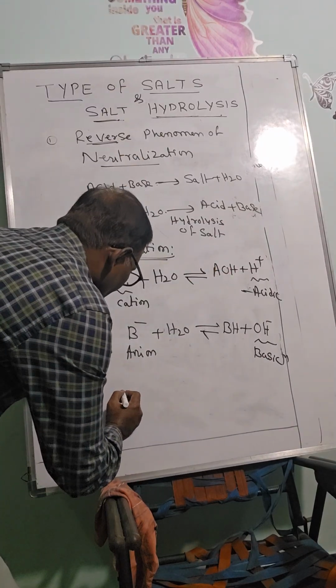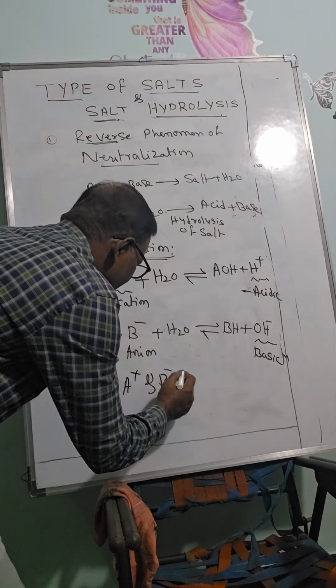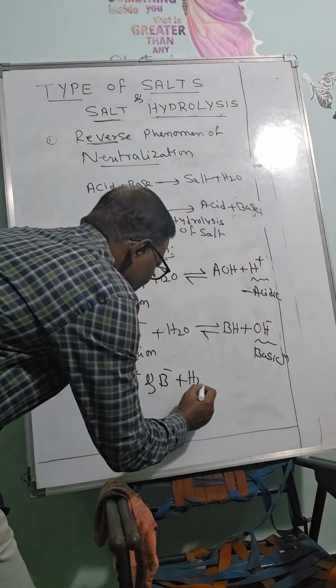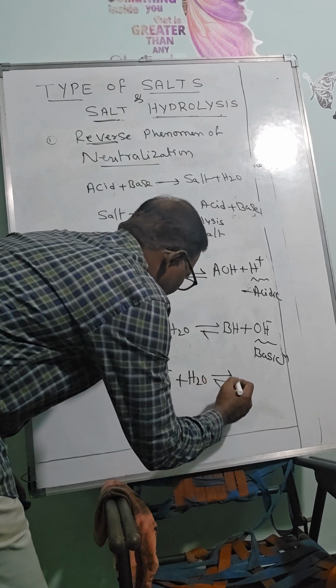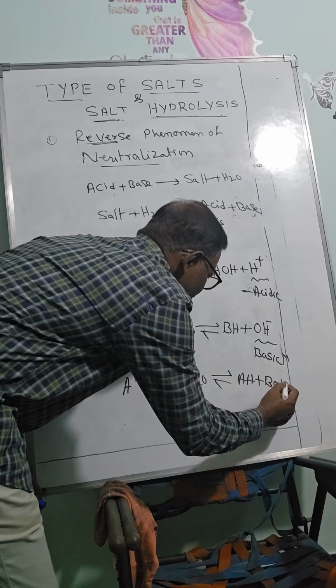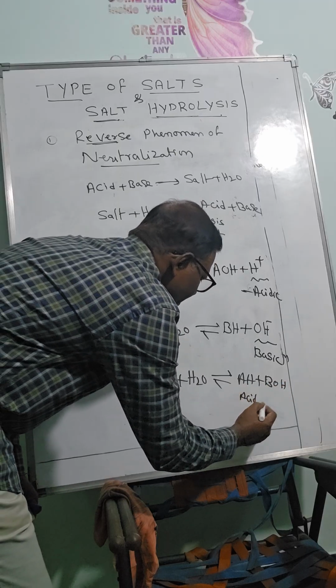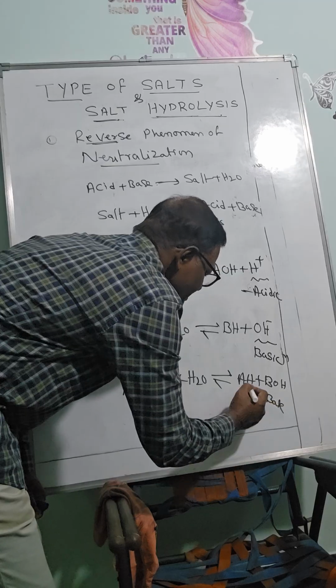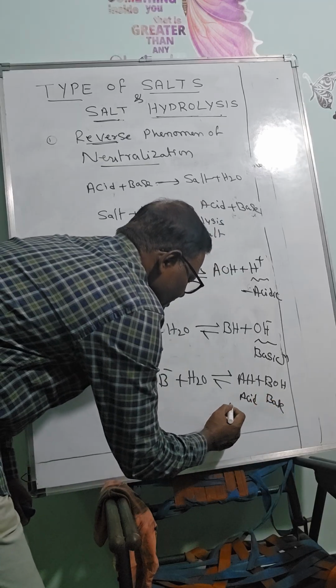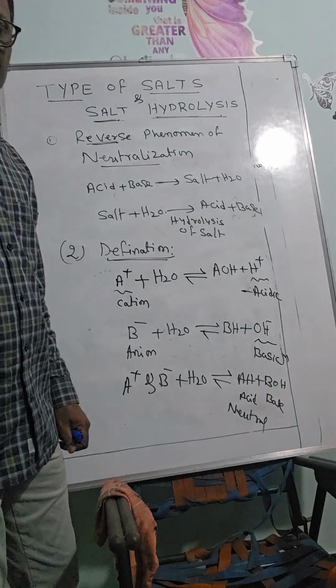If both ions undergo hydrolysis, A+ and B- undergo hydrolysis to form AOH and HB. One is an acid formation and the other is a base formation. Acid and base together mean the nature of the solution is nearly neutral.